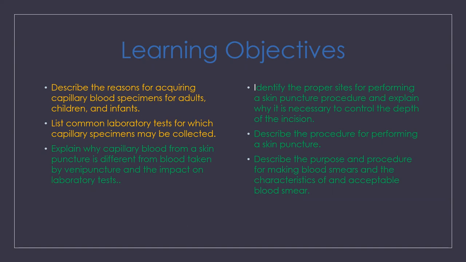Explain why capillary blood from a skin puncture is different from blood taken by venipuncture and the impact on laboratory tests. Identify the proper sites for performing a skin puncture procedure and explain why it is necessary to control the depth of the incision. Describe the procedure for performing a skin puncture and describe the purpose and procedure for making blood smears and the characteristics of an acceptable blood smear.